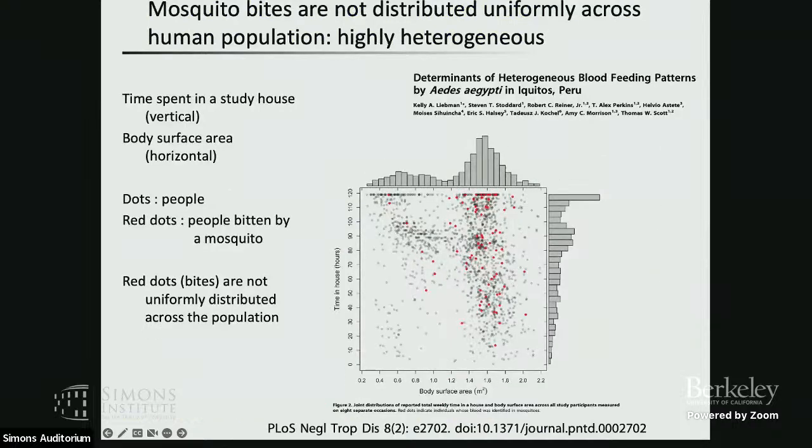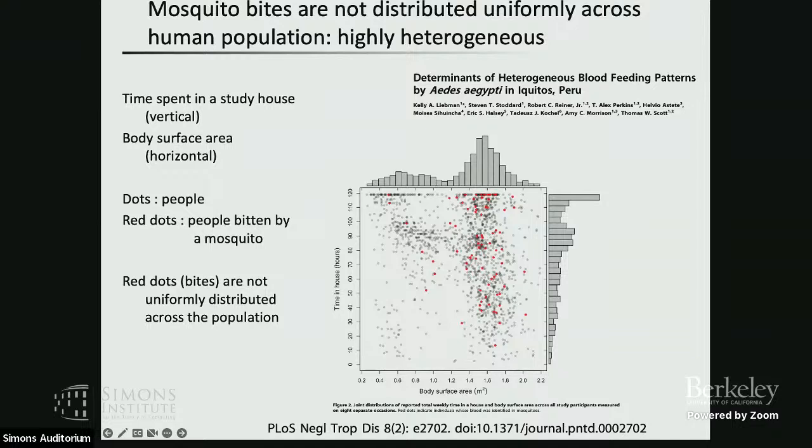So this is the thing I talked about. Mosquito bites aren't uniformly distributed across the human population. Another study that these guys did looked at a number of houses and the people who lived in those houses, and at mosquitoes biting the people in those houses. How do they do this? They would capture mosquitoes that had bitten someone. The mosquito has that blood inside it, and then they do DNA fingerprinting on the blood from the mosquito. So then they can figure out which person that mosquito fed on.